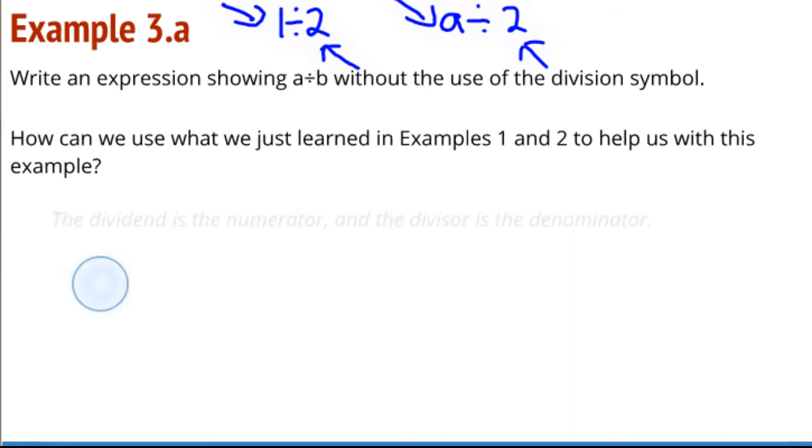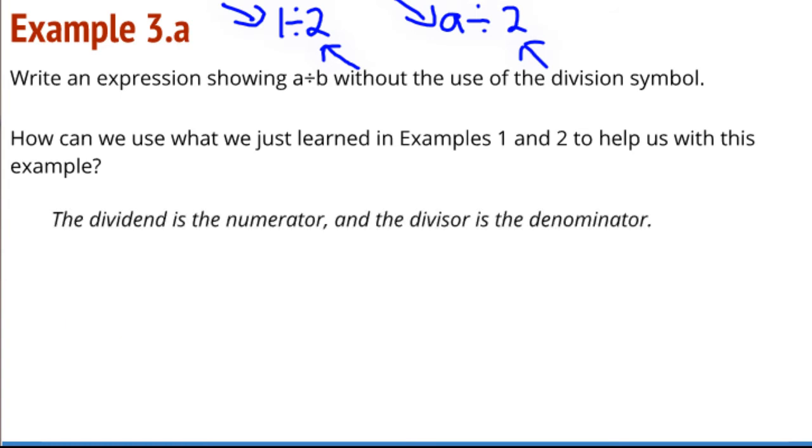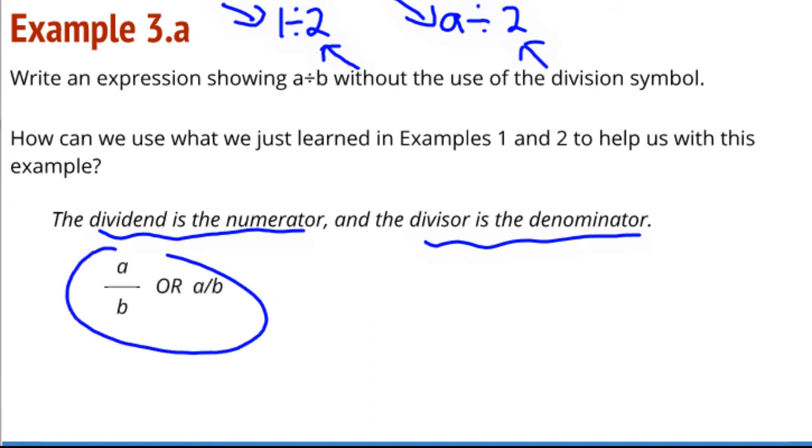So we should be able to say to ourselves, the dividend is the numerator, divisor is the denominator. So we should be able to write a divided by b in the form of a over b, or a divided by b. This fraction bar means division.